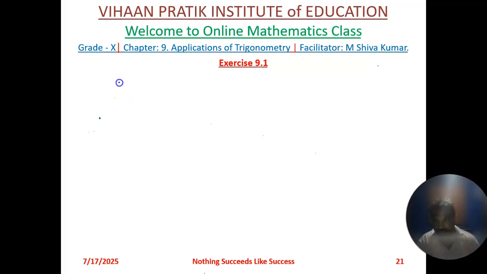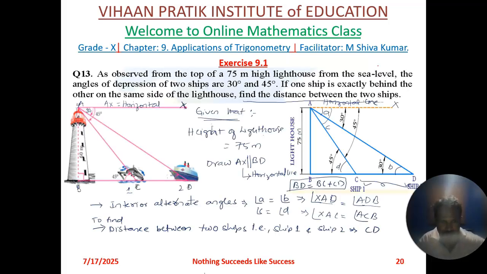So what we have to find is the total distance BD, which will equal BC plus CD. From this, the distance CD equals BD minus BC. Now let's find. We have two triangles. One triangle is triangle ABD, the other triangle is ABC. For triangle ABD, the angle is 30 degrees. For triangle ABC, the angle is 45 degrees. So let's do for ABC.